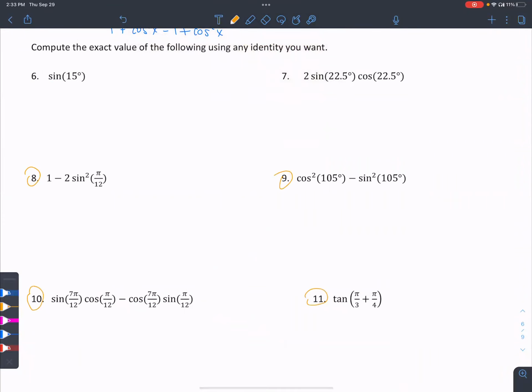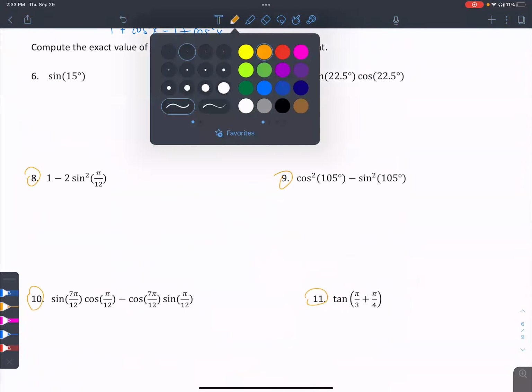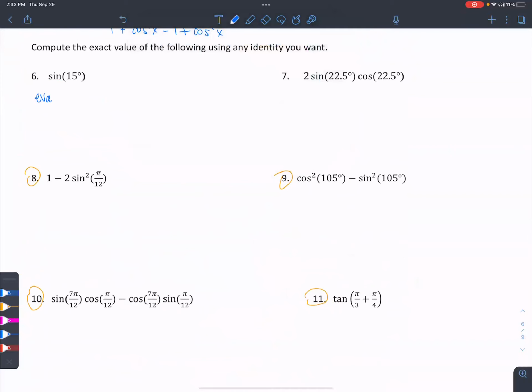So on number 8, the sine of 15, you would evaluate this using the sine of 30 over 2, the half angle identity. On this one, this is 2 sine theta cosine theta, that's the pattern. So this is the same thing as sine of 2 times 22.5 degrees, which is sine of 45, which is root 2 over 2.